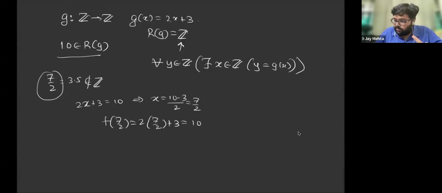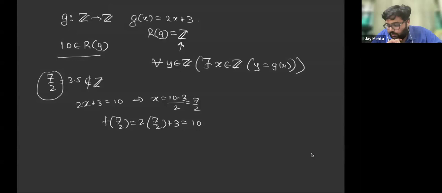But then two things we have to check. Domain. What is the domain? Domain is the set of integers, right? It's not real numbers now. Is 7/2 an integer? No. Okay. So is it an onto function?